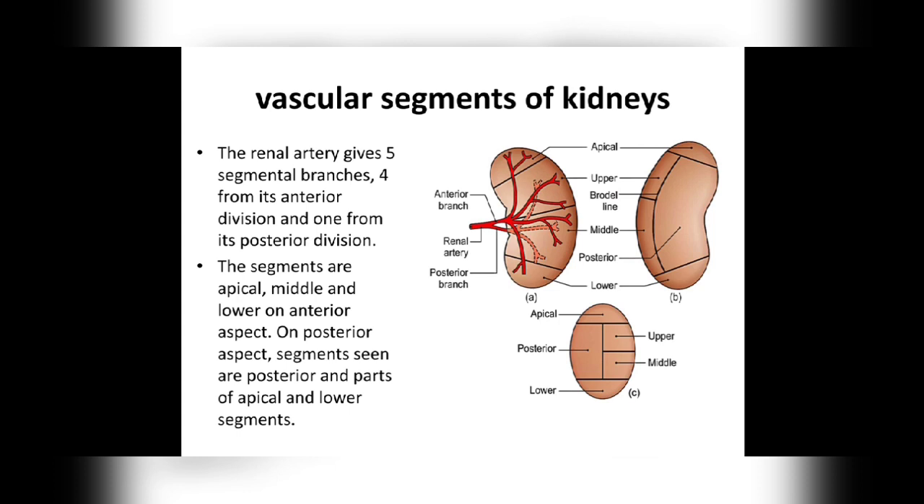Vascular segments of the kidney. The renal artery gives 5 segmental branches, 4 from its anterior division and 1 from its posterior division. The segments are apical, upper, middle and lower on the anterior aspect. On the posterior aspect, the segments seen are posterior and parts of the apical and lower segments.